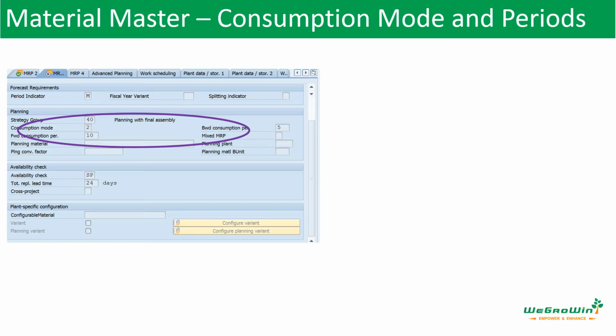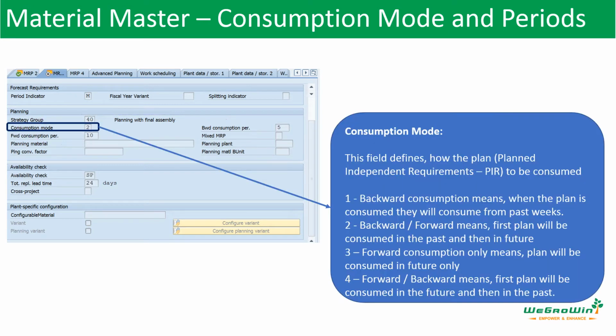Why do we have these consumption parameters? We maintain the plan for any material through PIR, planned independent requirement, and they are forecast only. When we receive firm orders like a sales order, or in a make to stock situation we have production orders, then the forecast should be converted into firm orders, which means the forecast has to be consumed and taken away from the system. It has to be replaced with the orders. That is the purpose of maintaining the consumption mode and consumption parameters.